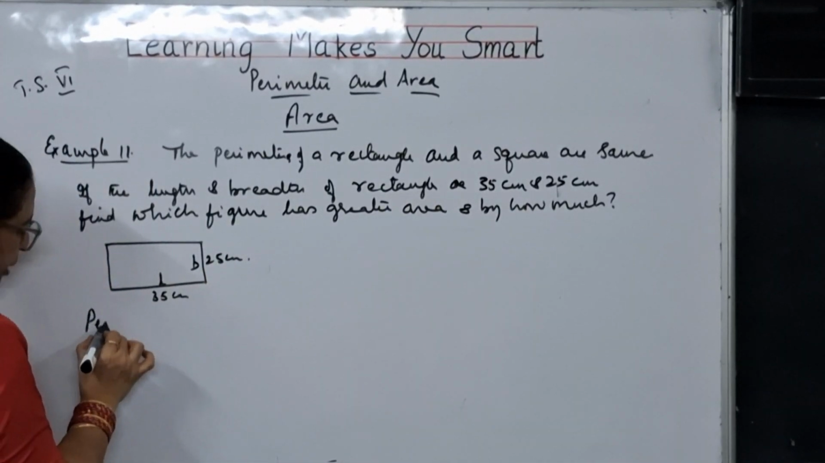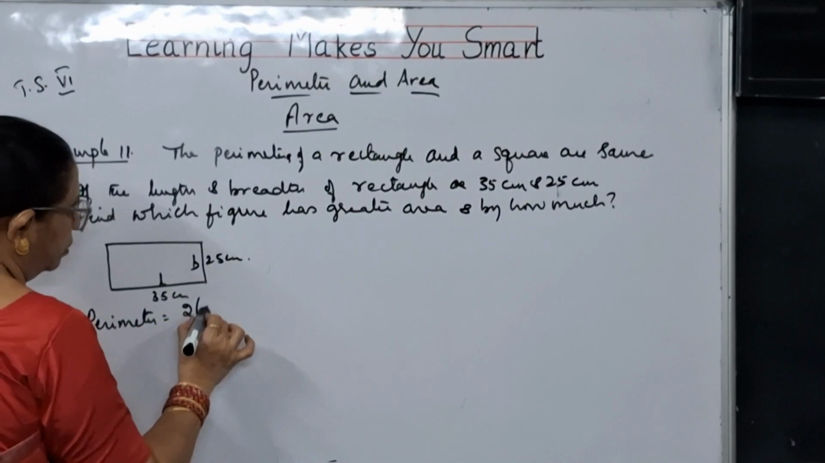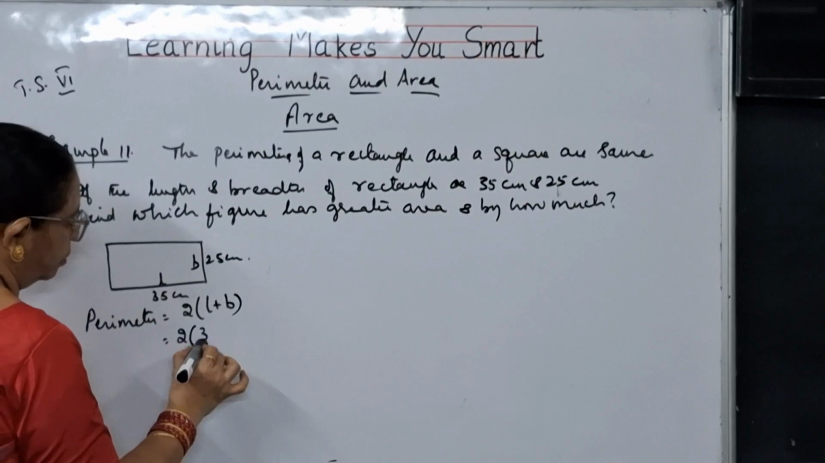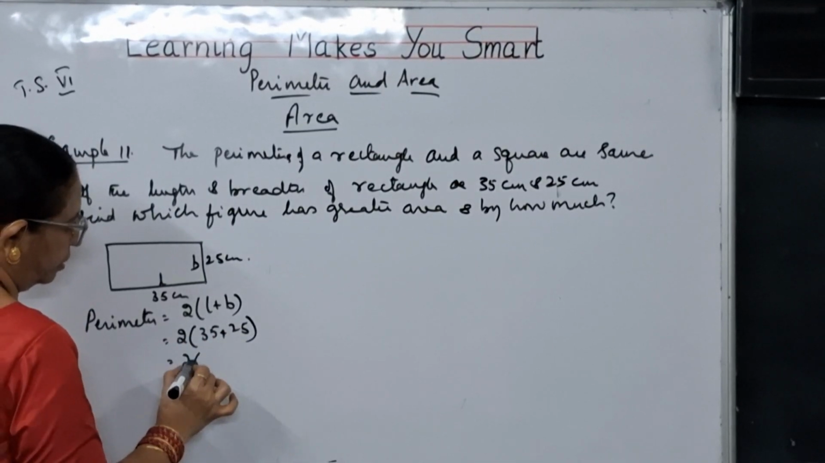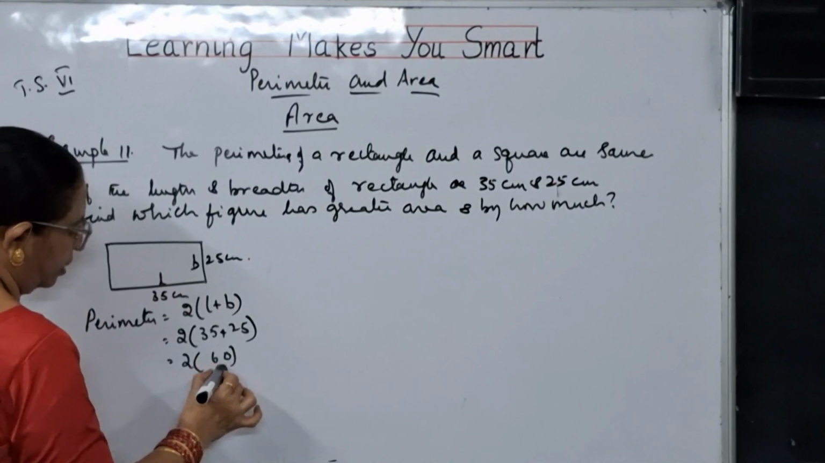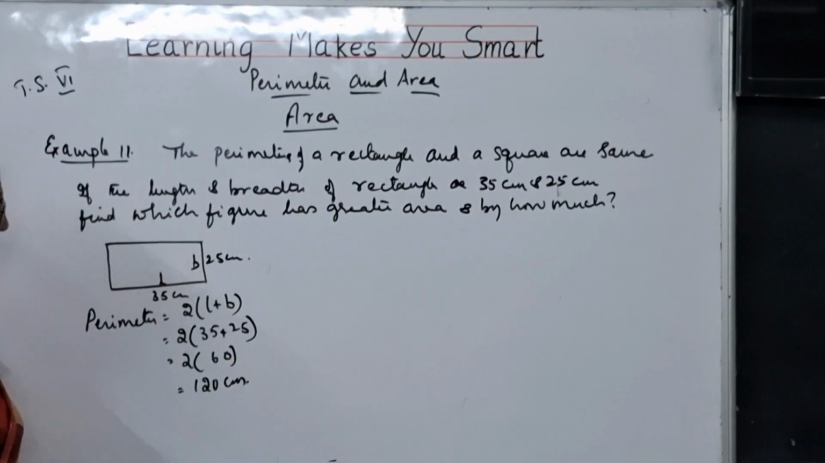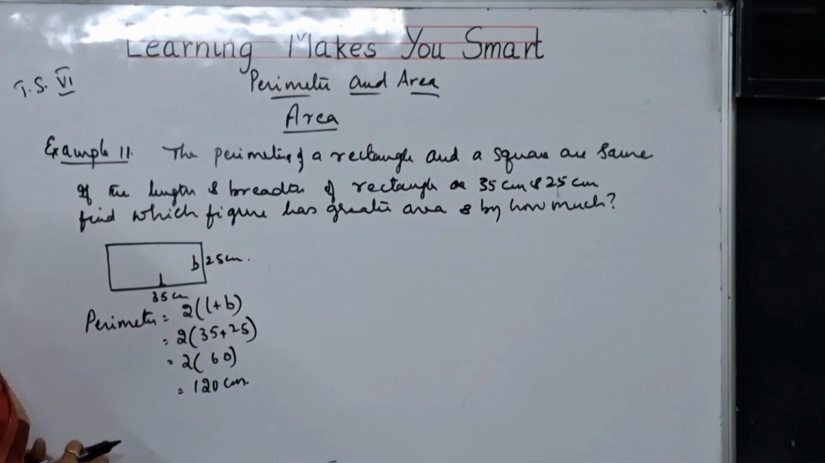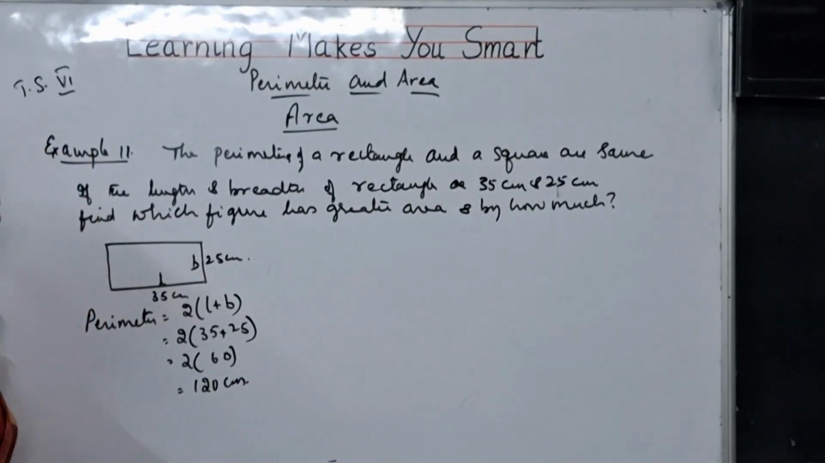So what is the perimeter? What is the formula for perimeter? 2 into L plus B. That is 2 into 35 plus 25, 2 into 60. That is 120 centimeters. See, children, the units are very important. For perimeter, you will be writing centimeters. For area, square centimeters you have to write.